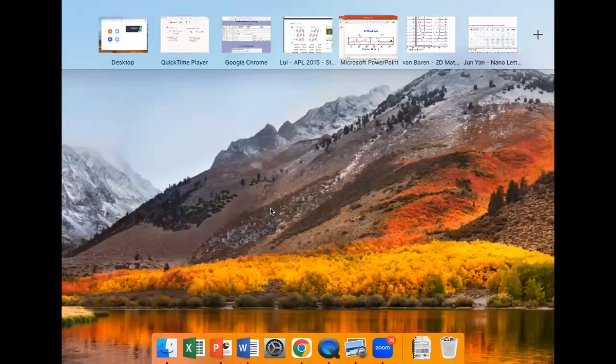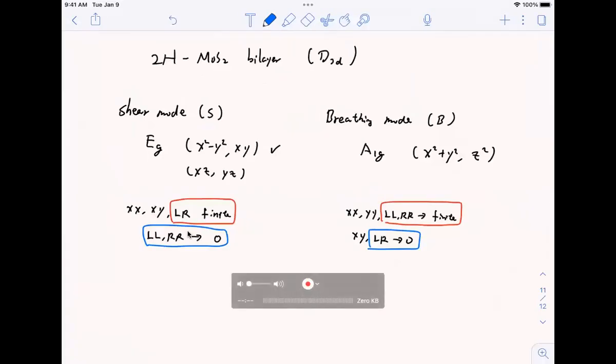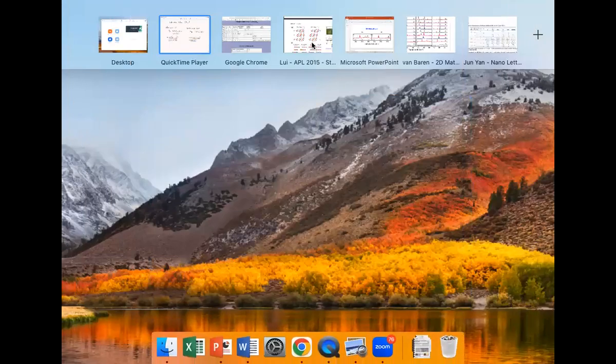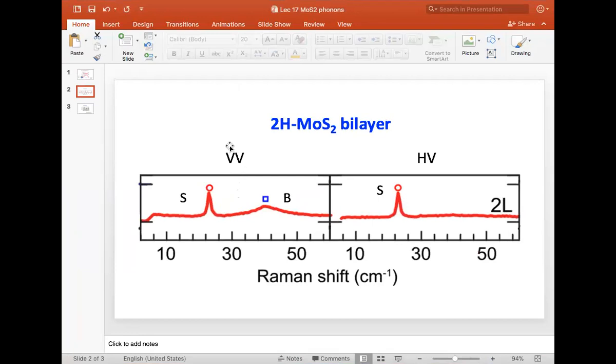Okay. But if you use a cross-polarized one, you use XY, then you are going to see the shear mode. But if you use XY for the breathing mode, you're not going to see it. It's going to be 0. Is that okay? So when you check the result, you use a cross-polarized one, you see the shear mode, but the breathing mode is gone. Is this okay? So experimentally, you can actually confirm it. Okay.